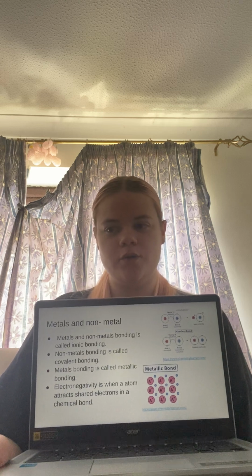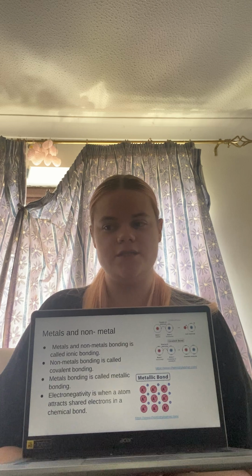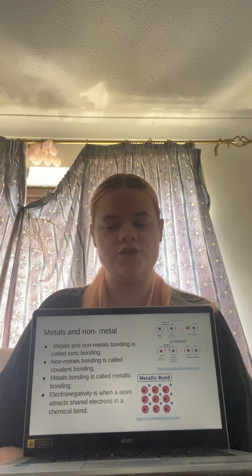When metals and non-metals bond, it is called ionic bonding. This is where there is a transfer of electrons. Metals lose electrons and become positively charged ions. Non-metals gain electrons and become negatively charged ions. They are held together by strong electrostatic forces. An example of this is sodium chloride.